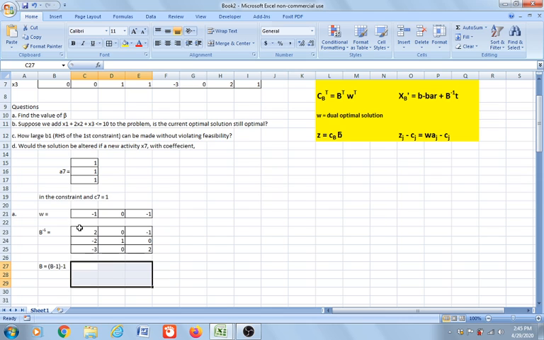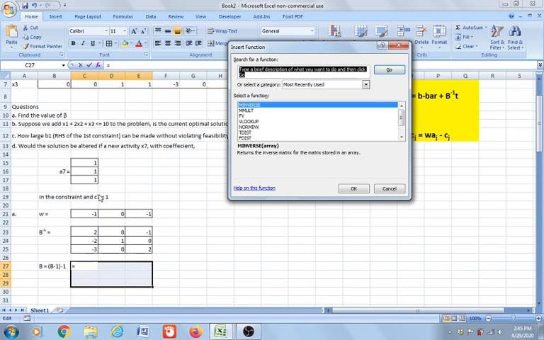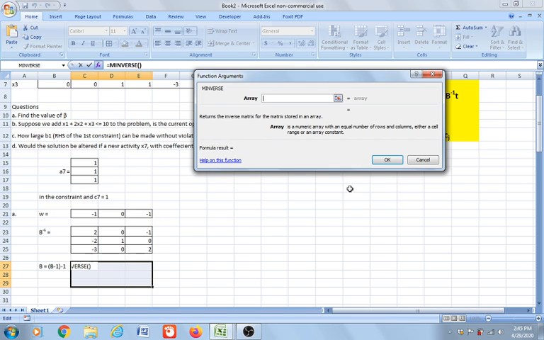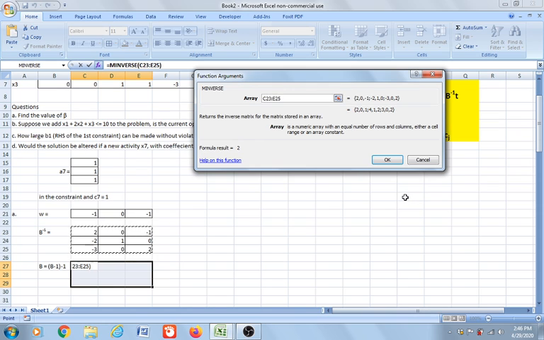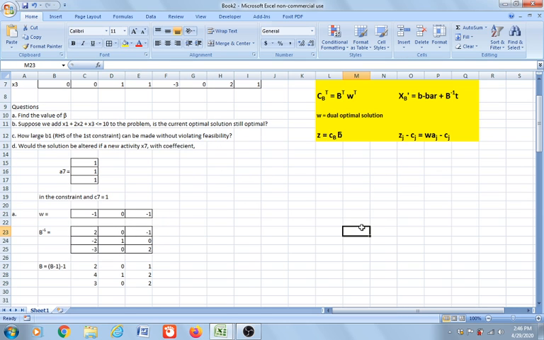Since I'm using Excel, I can use Excel to find the inverse of B inverse. But if we are not using Excel, then you need to do it manually. The Excel formula to calculate the inverse of a matrix is MINVERSE. We select the matrix that we need to find its inverse, and after that you press Control Shift Enter. So this is your matrix B.